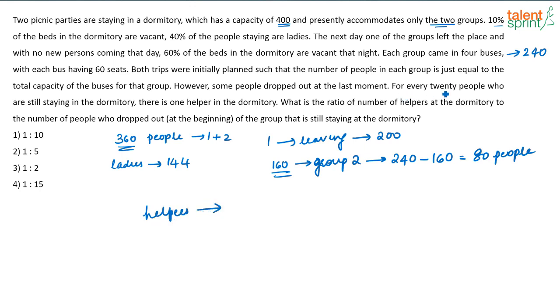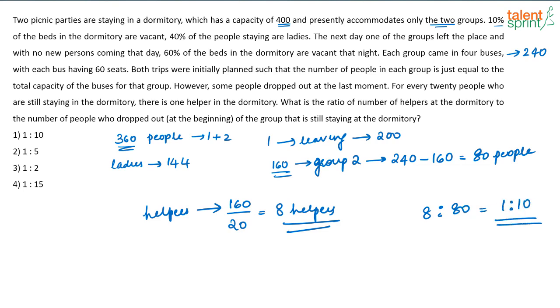See, it is given that for every 20 people who are still staying in the dormitory, there is one helper, right? Totally how many people are staying in the dormitory? 160. For every 20 people, there is one helper. So totally there are 8 helpers now. Okay, and what is the ratio that they are asking? 8:80. And what is 8:80? 1:10. So the answer for this question will be option 1.